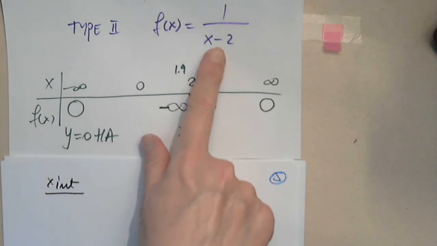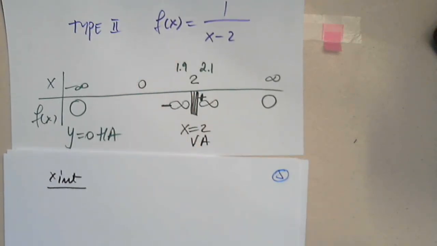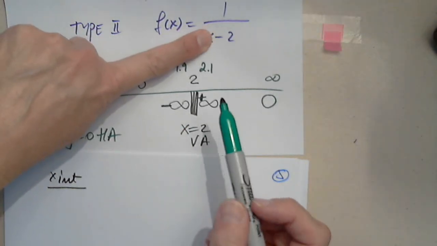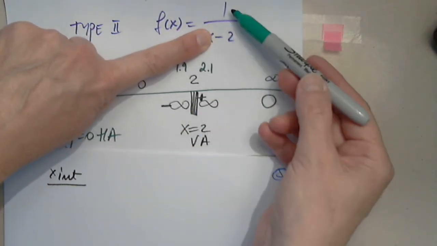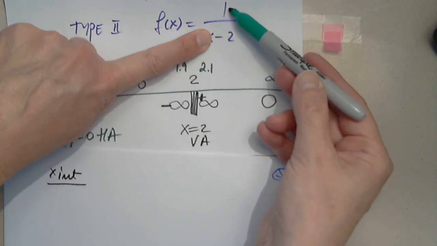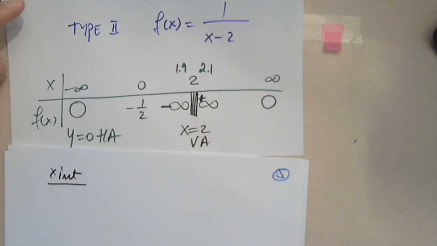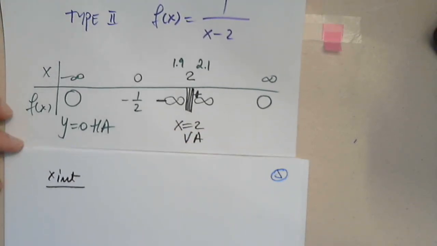When x is 0, f of 0 is? Negative 2. Oh, forgot to do the 1. Negative 1/2. Very good. Okay.